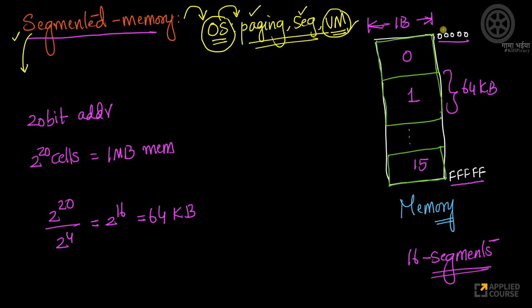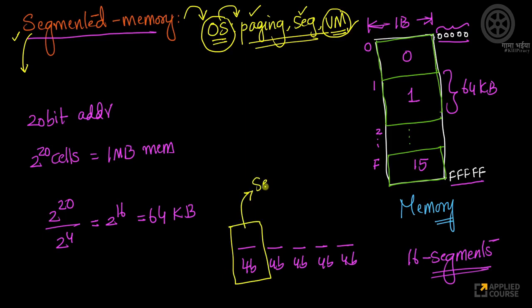Now for each segment, look at this. My total addresses are 20 bits. Now I'll break this 20-bit address into 2 parts. I'll use the first 4 bits to represent the segment. So this is segment 1, segment 2, segment 3, segment F. Look at this, I have 5 hexadecimal digits. This is 4 bits, this is 4 bits, this is 4 bits, this is 4 bits, this is 4 bits. So the first 4 bits, I will use it to get my segment number. The next 16 bits, I will use for my segment offset.